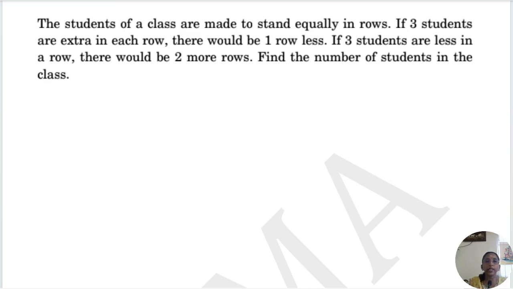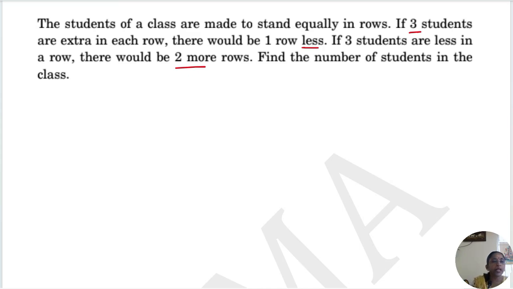The students of a class are made to stand equally in rows. If 3 students are extra in each row, there would be one row less. If 3 students are less in a row, there would be 2 more rows. Find the number of students in the class.